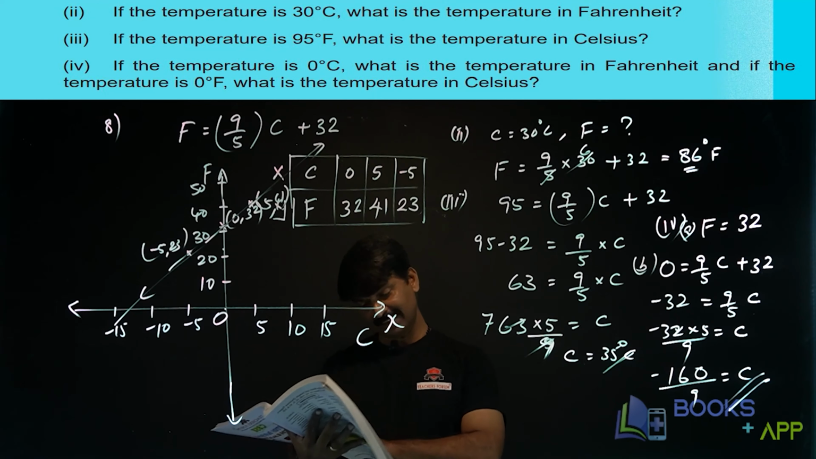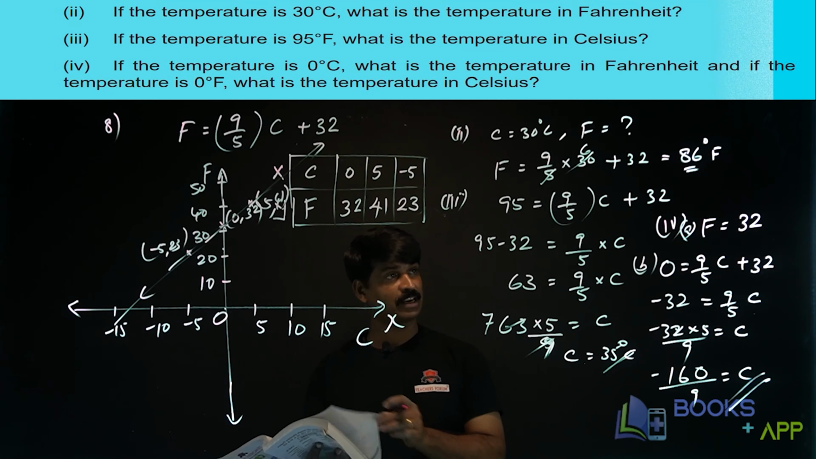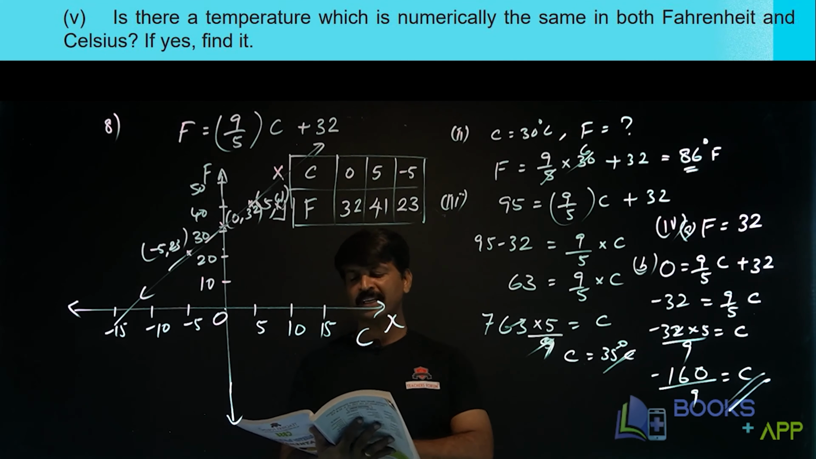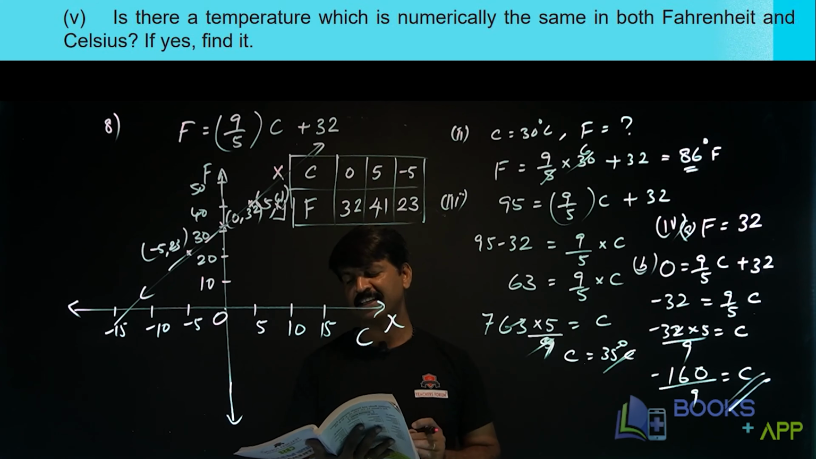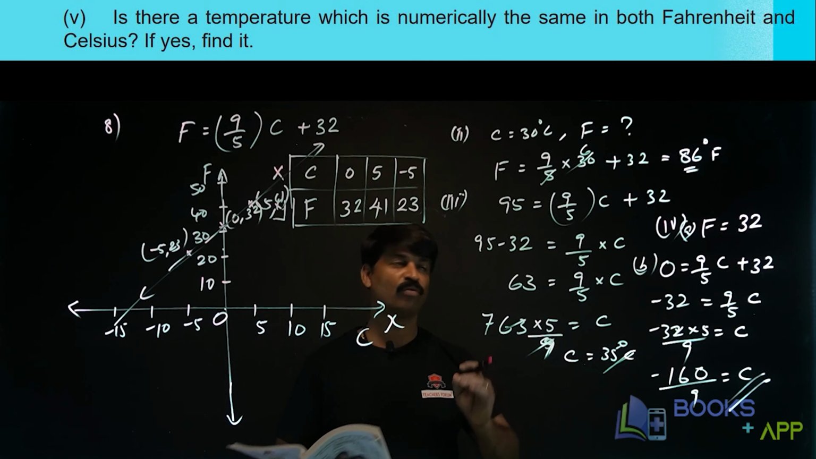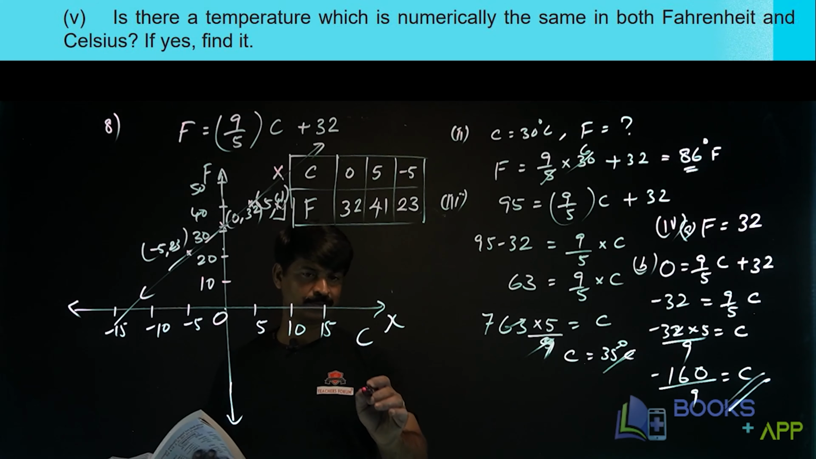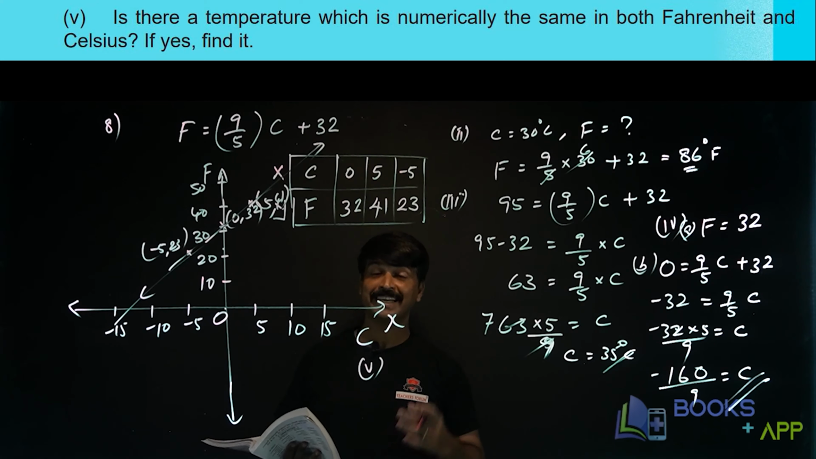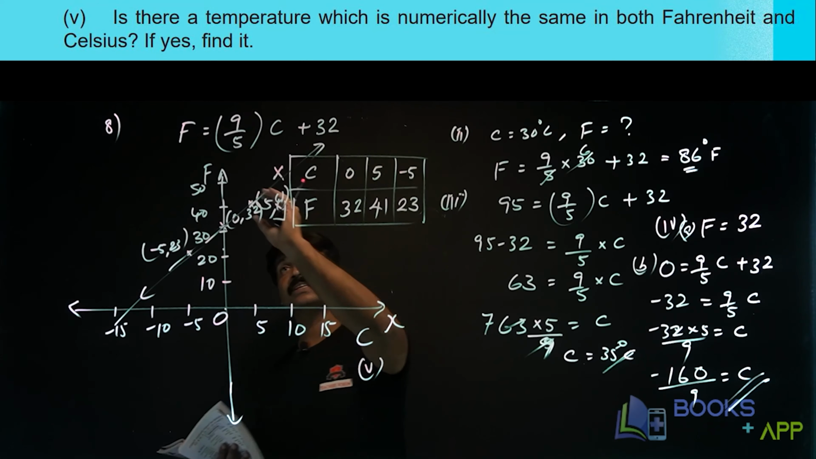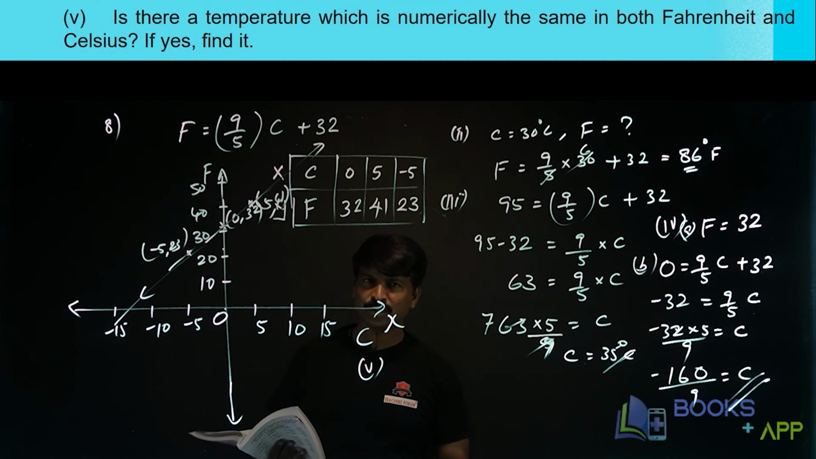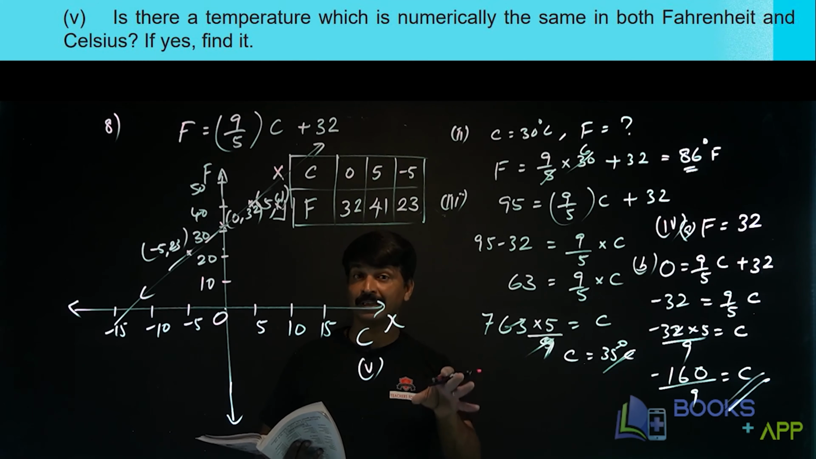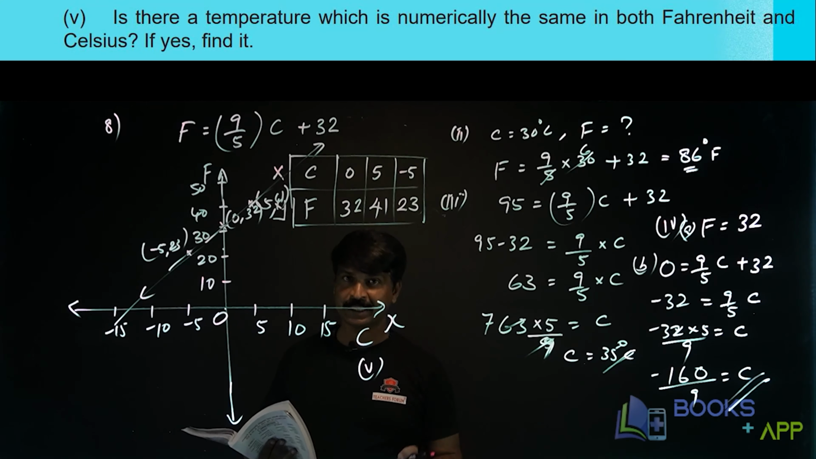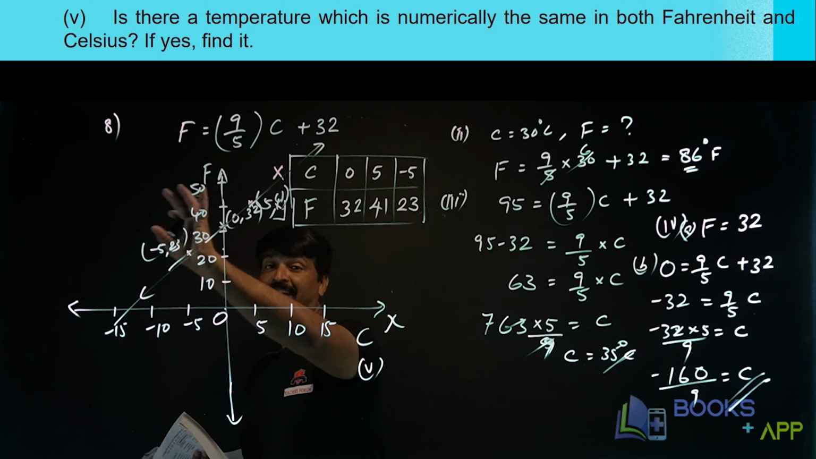Okay. Now let us read the last one, the fifth one. Is there a temperature which is numerically the same in both Fahrenheit and Celsius? If yes, find it. The question is this: can there be any value that is the same for both F and C? So we assume that there is a value and we say that that value is X. So the value X is the same for what? Fahrenheit and Celsius.